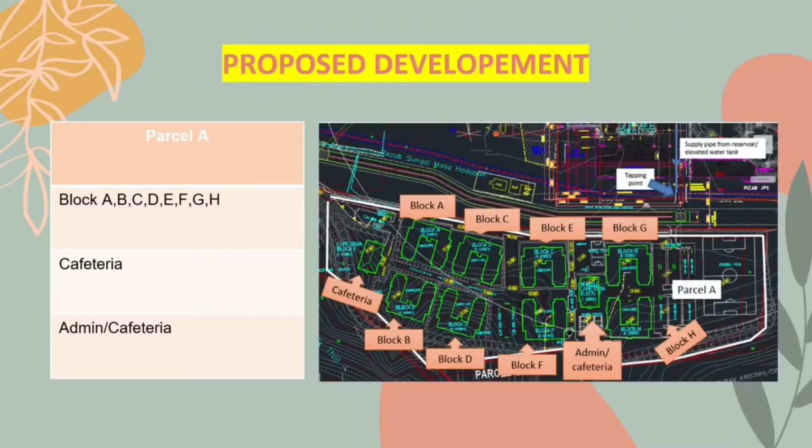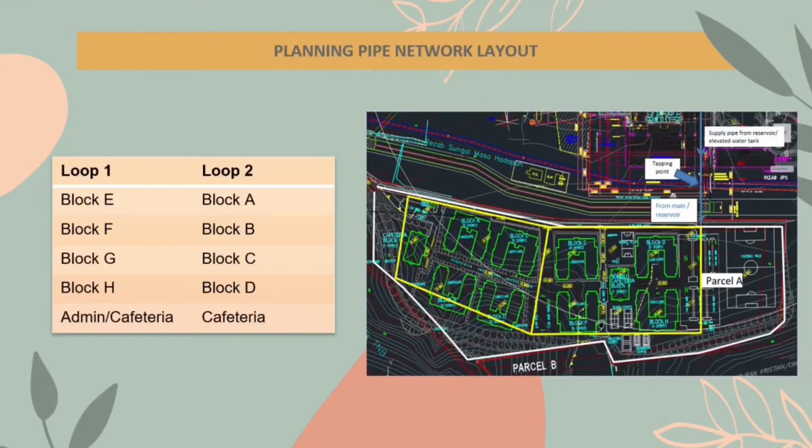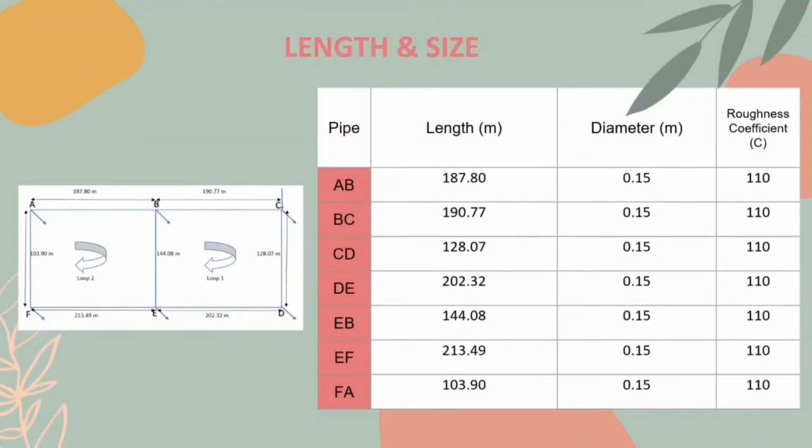Focusing on parcel A, the water supply will be flowing through eight 5-storey blocks, the administration building and the cafeteria. This is the pipe level layout, and the water will flow through the blocks from the reservoir tank. This layout shows the pipeline from each point of the pipe network. There are 2 loops, and the water demand will be flowing in a clockwise direction in both loop 1 and loop 2.